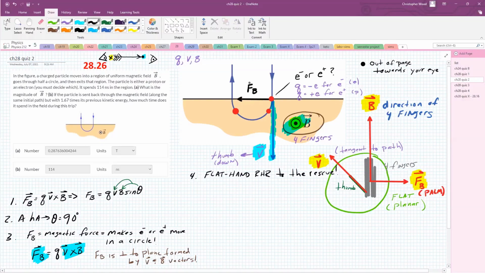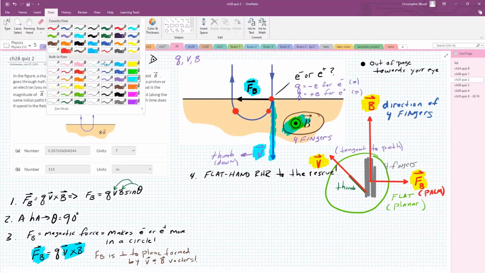And I have everything. I have my magnetic force. That's the direction my palm is aiming. I have the magnetic field, which is coming out of the screen. That's the direction of my four fingers. My thumb is pointing down because that's the direction of the velocity. And every time I'm doing all this, I can move my thumb, but your hand remains flat. So I am good to go.